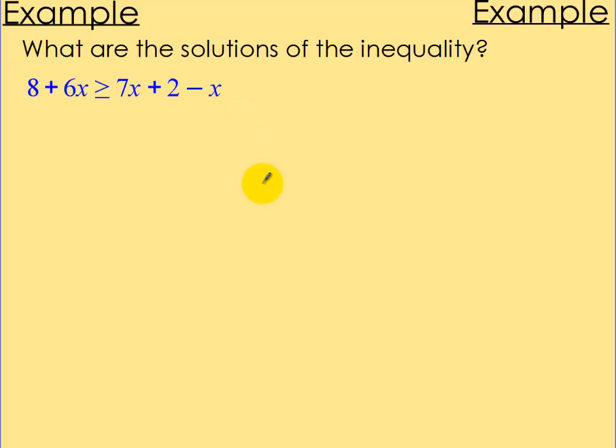Okay, so there's a lot of steps going on here. So the first thing, you don't distribute. There's nothing to do with this. I like combining like terms then next. So notice there's 3 different x's here. There's a lot of different ways I can do this.